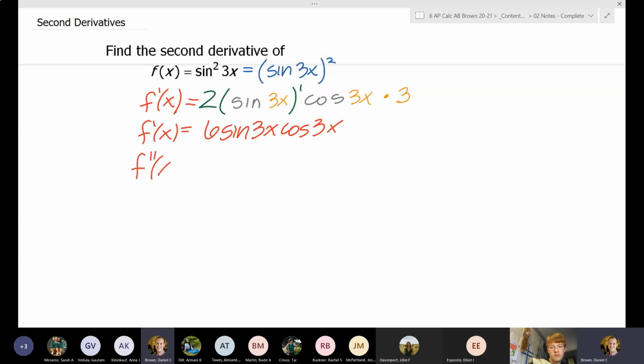So now if I want to find the second derivative, I just need to make sure I use my rules correctly. For this one, I can see that this is a sine times cosine, so I'm going to have to use the product rule. And I'm just going to split it up and think of this as a 6 sine of 3x and then a cosine of 3x. So we are going to have to use the product rule. And inside of that product rule, the chain rule will be showing up as well because we see a sine of 3x and a cosine of 3x.